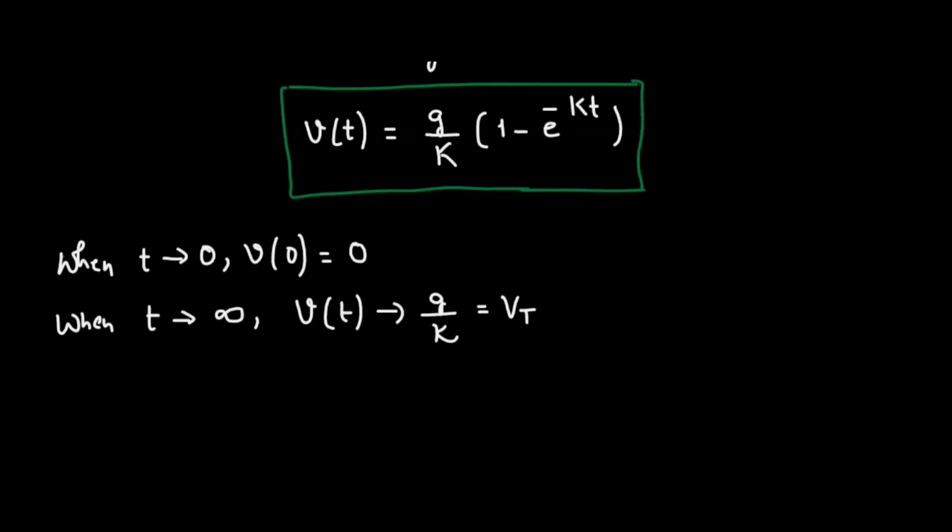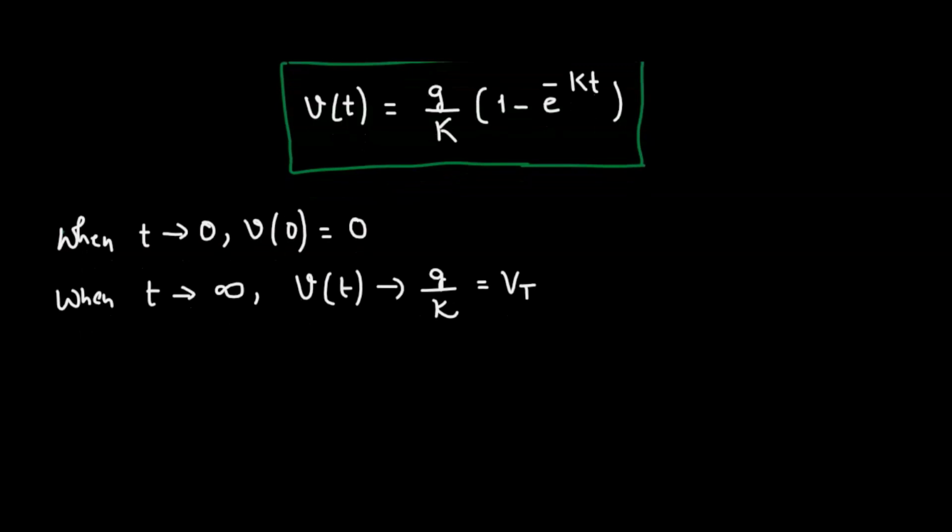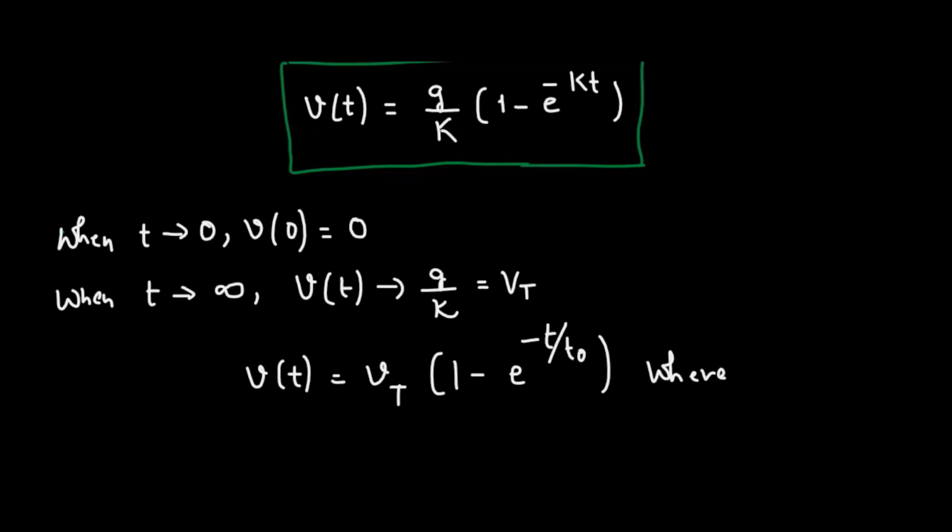So that means our expression will then be given by v of t equals vt times 1 minus e raised to the power of negative t divided by t naught, where 1 over k is t naught. This is the time constant, and vt is the terminal velocity with the value g over k.